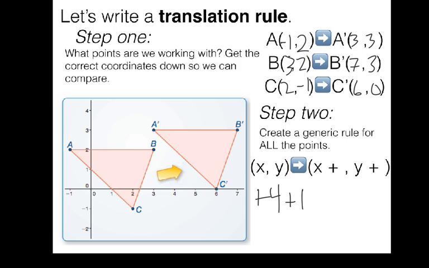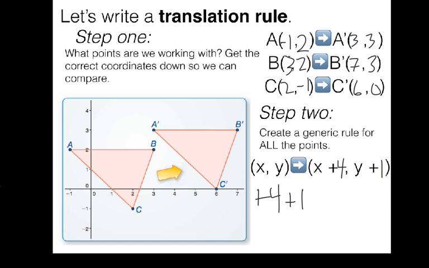So my generic rule is that I take my x and I add 4. I take my y and I add 1. And that's it. So I could tell anyone, if I want to move my triangle ABC over to where A prime, B prime, C prime is, all I've got to do is add 4 to the x's and 1 to the y.